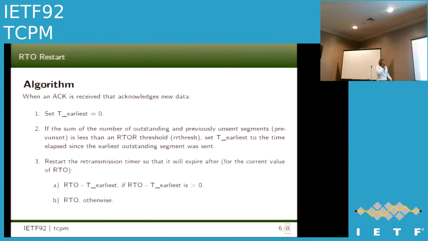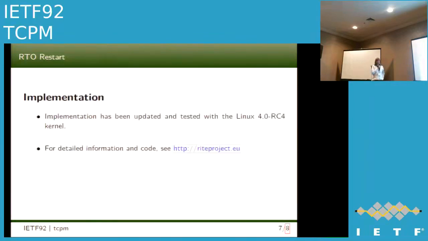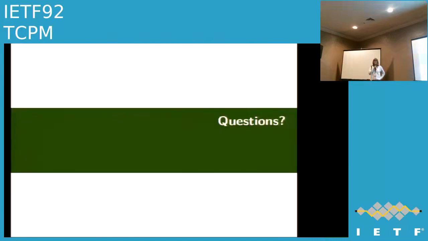So the algorithm is the same, it has not changed. The only thing is that we introduced this reference to the variable to clarify that part. And the implementation has also been the same, just updating it to the new versions of Linux as they are coming, so that it's available in the latest version. And you can get access to the code if you want to try it and play with it. Yep. Questions?